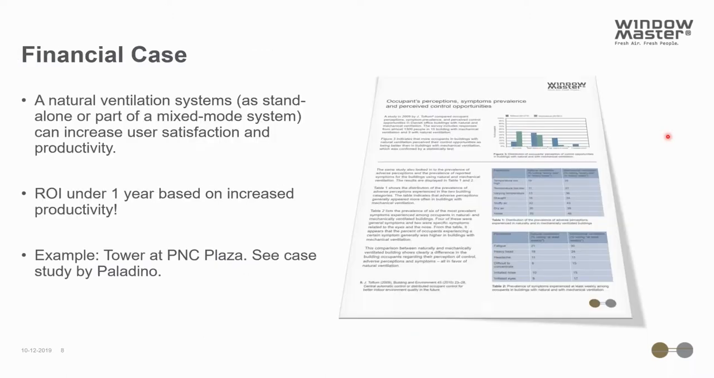And on that note, I just want to quickly mention that in the near future, we are going to release a short financial case that is based on natural ventilation, or natural and mixed mode systems. This case highlights how these types of ventilation can increase satisfaction for the user and thereby productivity, which translates into a return of investment on a natural ventilation system of under 1 year, only based on increased productivity of the employees. An example of this type of approach for a building project is the tower at the PNC Plaza, which I will show that reference later, not in relation to this business case.